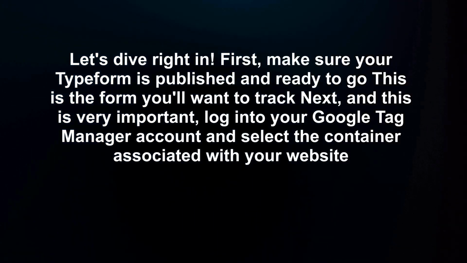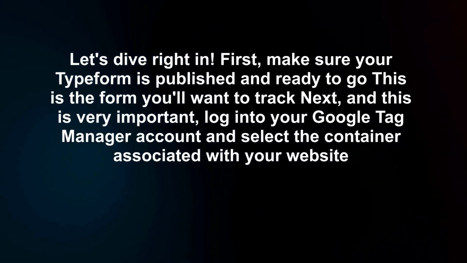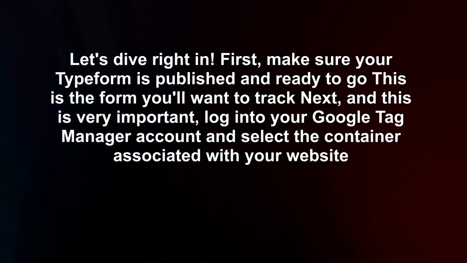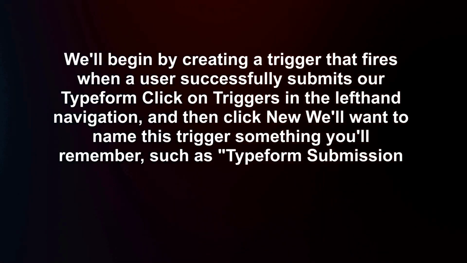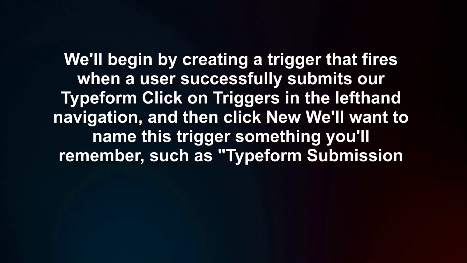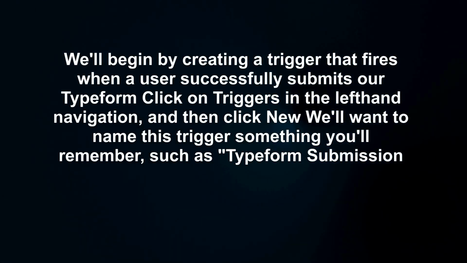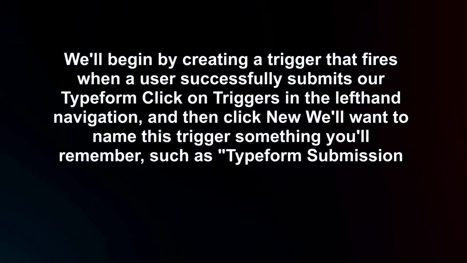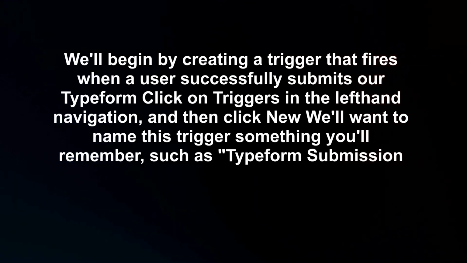Log into your Google Tag Manager account and select the container associated with your website. We'll begin by creating a trigger that fires when a user successfully submits our Typeform. Click on Triggers in the left-hand navigation, and then click New. We'll want to name this trigger something you'll remember, such as Typeform Submission.